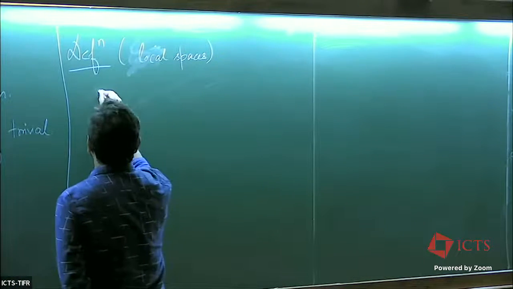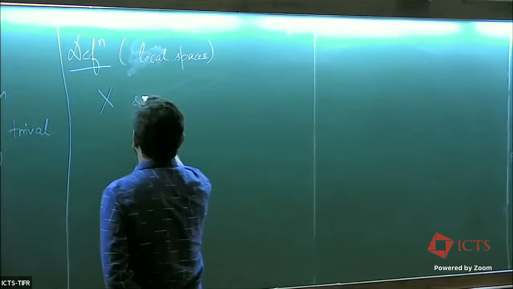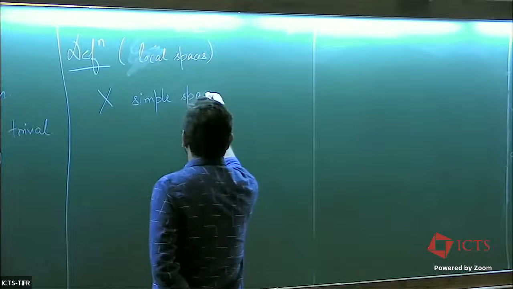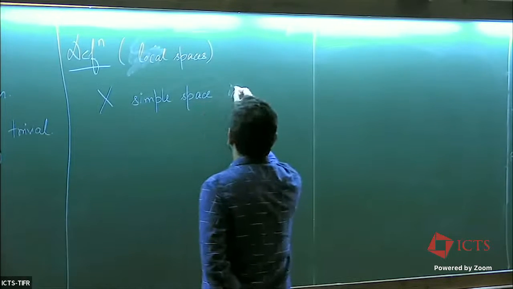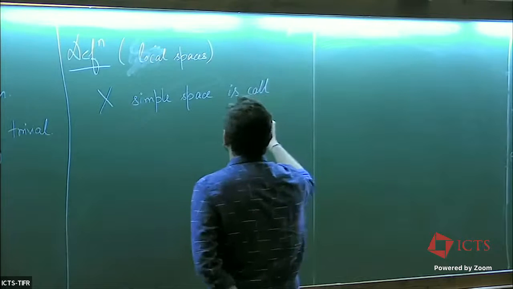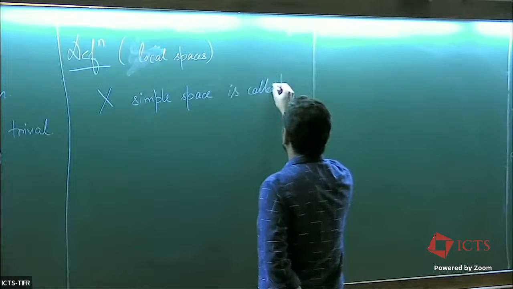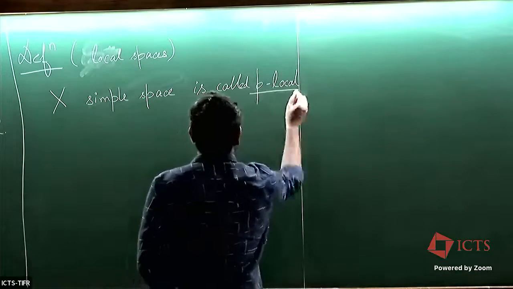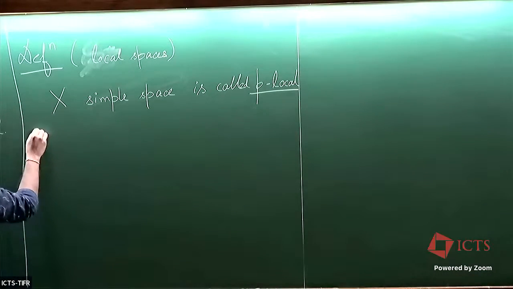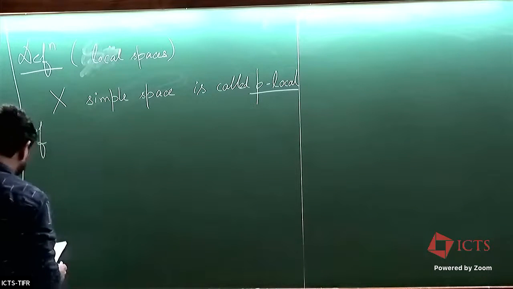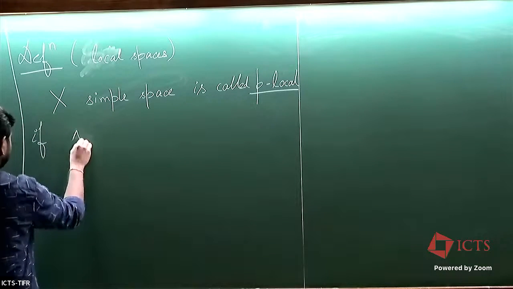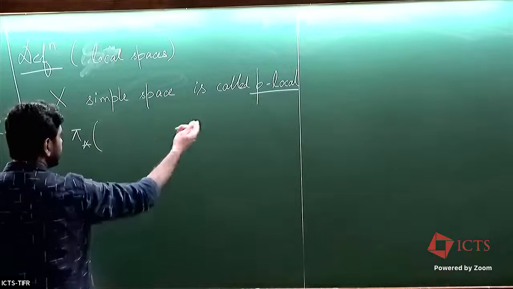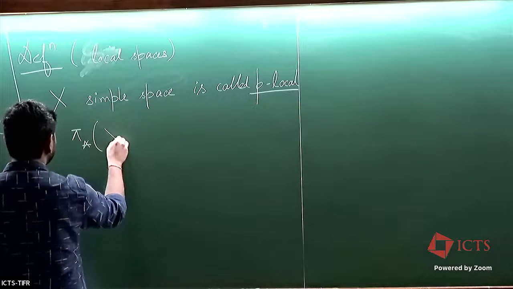A space X, which is a simplicial space, is called P-local if the homotopy groups are Z localized at P modules. So the homotopy groups of X.